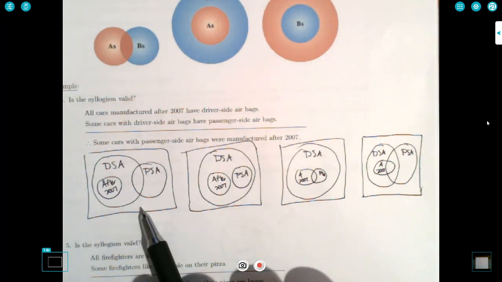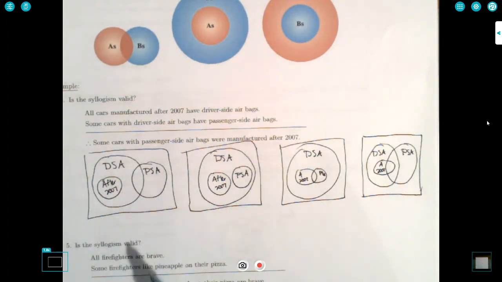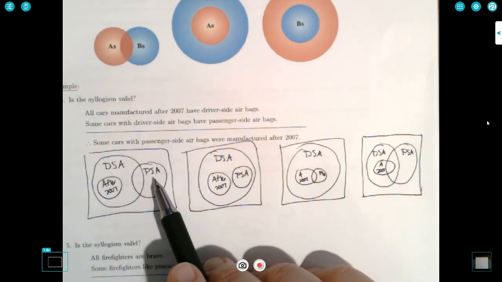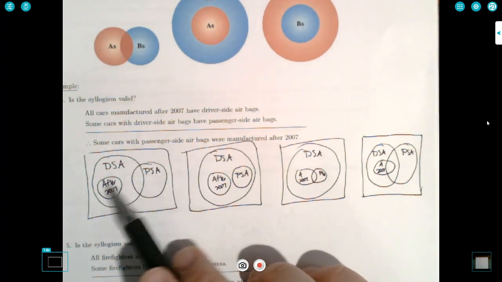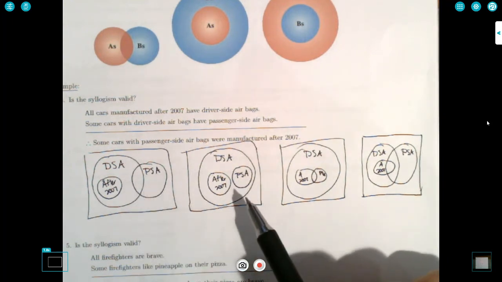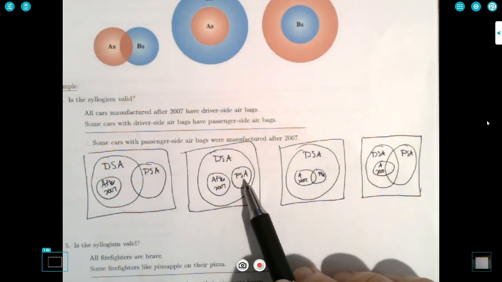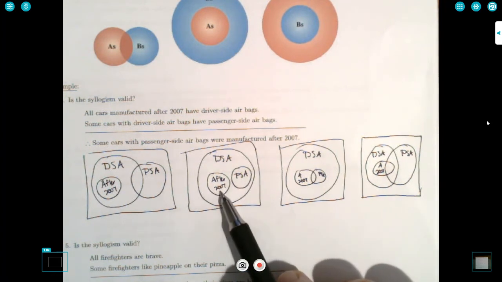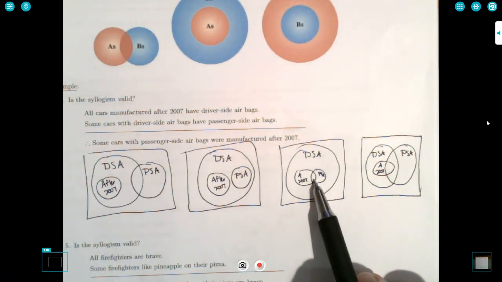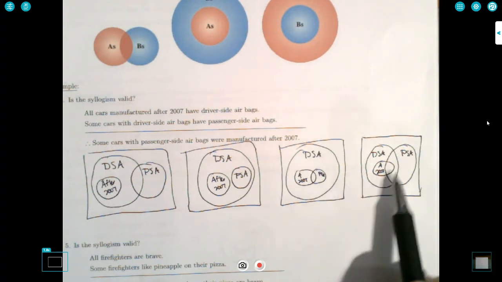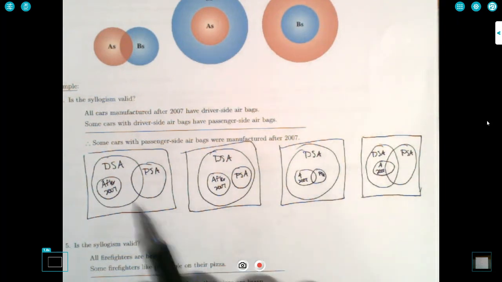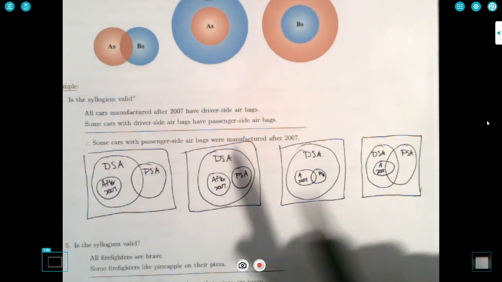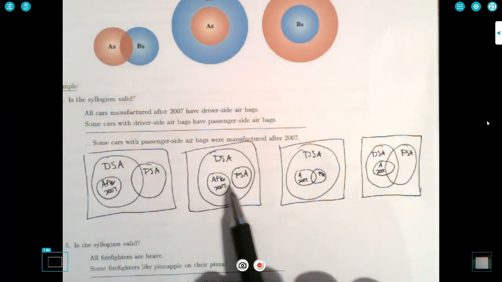Like this very first Euler diagram that we drew contradicts that conclusion, right? Because here you have passenger side airbags, and none of them were manufactured after 2007, right? Same thing here. You have all of your passenger side airbags here, but none of them were manufactured after 2007. Here, this would confirm the conclusion, and so would this one, okay? But as long as you have at least one Euler diagram that contradicts the conclusion, you've got an invalid argument. And here, we have 2.